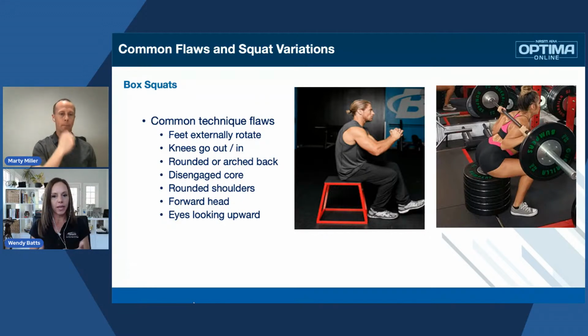Knees going out or going in, again, think about the 5 kinetic chain checkpoints. Because if the knees are caving in, you're using more adductor and adductor magnus, which can then pull the hips out of alignment. If the legs are going too far out, again, you've got to think of what's happening with the piriformis or the outer hips. Rounded or arched back: you look at these pictures, and this is commonly seen in people doing a box squat, and they're not maintaining neutral position of their spine.